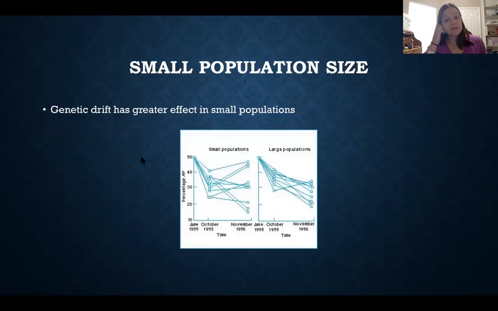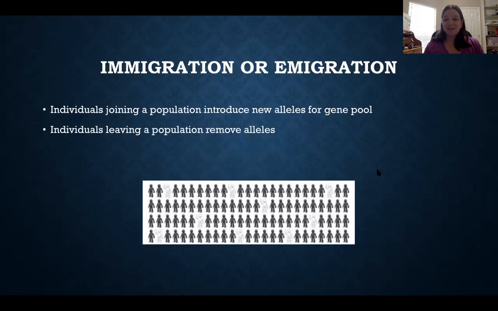Having a small population size. So genetic drift is going to have a greater effect in small populations. If you have a very small population and something drastically comes in and reduces your population size, that's going to have a much stronger effect than if you have a very large population. Because if you're already a small population to begin with, you already don't have a whole lot of alleles. And if we drastically reduce the number that you have, well, now you're really changed. Now your allele frequency is very different.